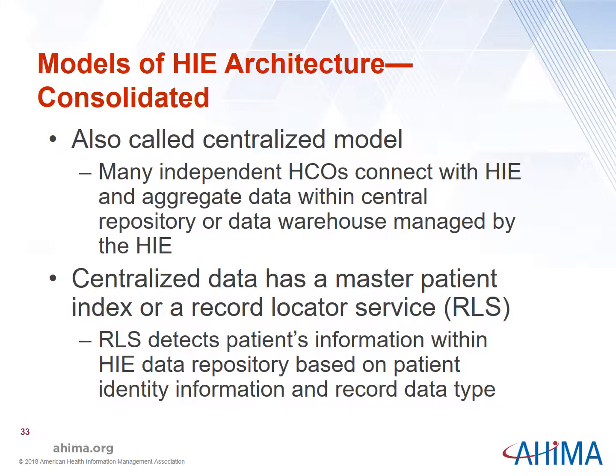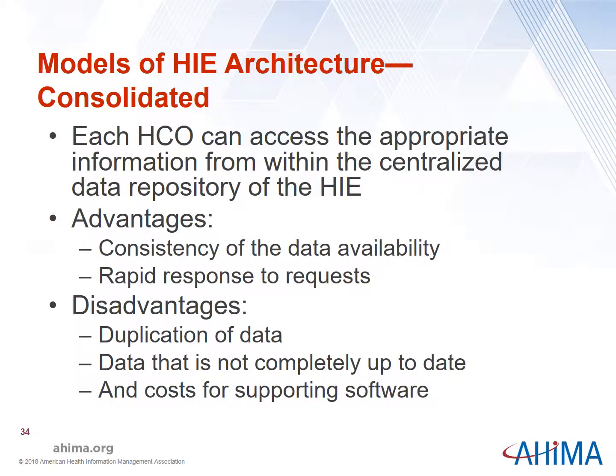The consolidated, also known as the centralized model of HIE, was typical of the early years of HIE. Many independent HCOs connected with the HIE, and aggregate data was stored and shared within a central repository managed by the HIE. This centralized data has a master patient index or a record locator service, also known as an RLS. An RLS indicates where the patient's information is located within the participating HCOs based on patient identity information and record data type. Each HCO can access the appropriate information from the centralized data repository of the HIE.